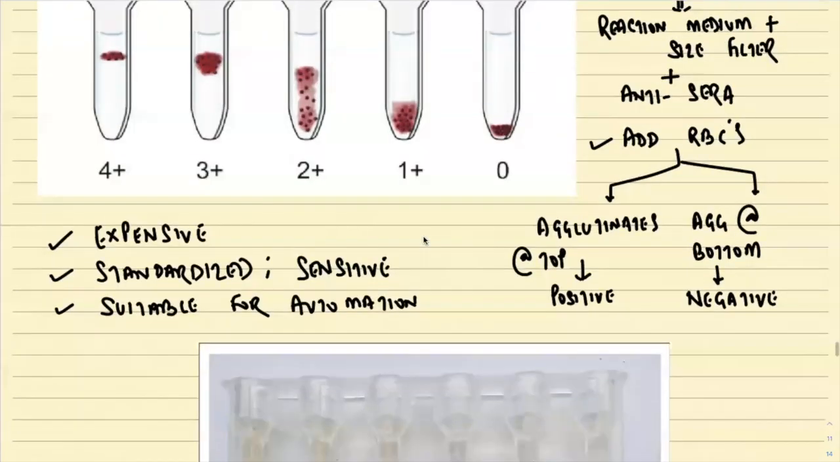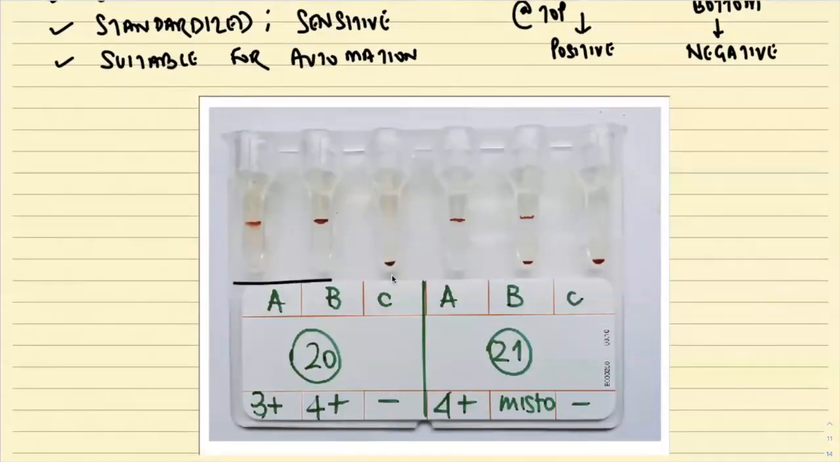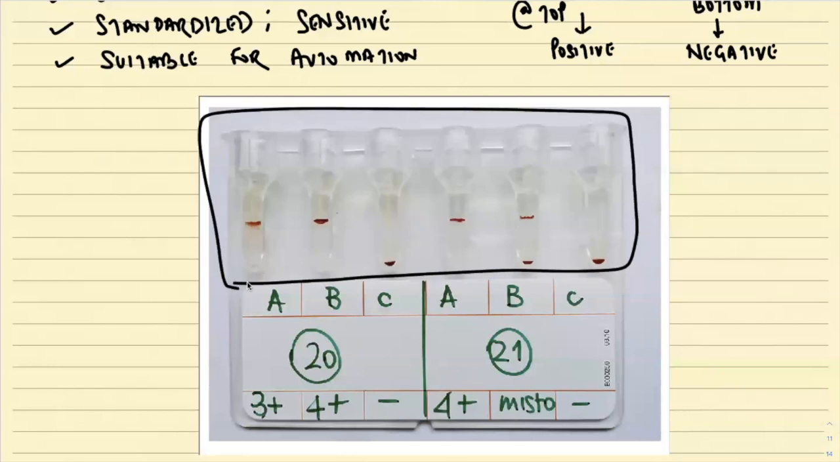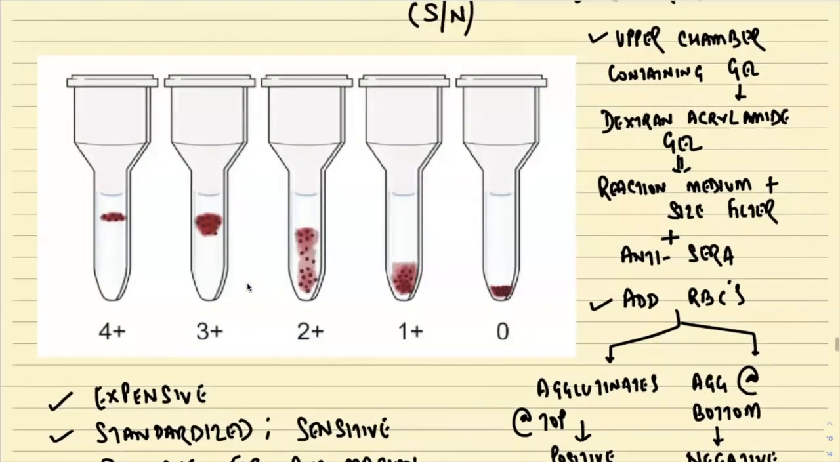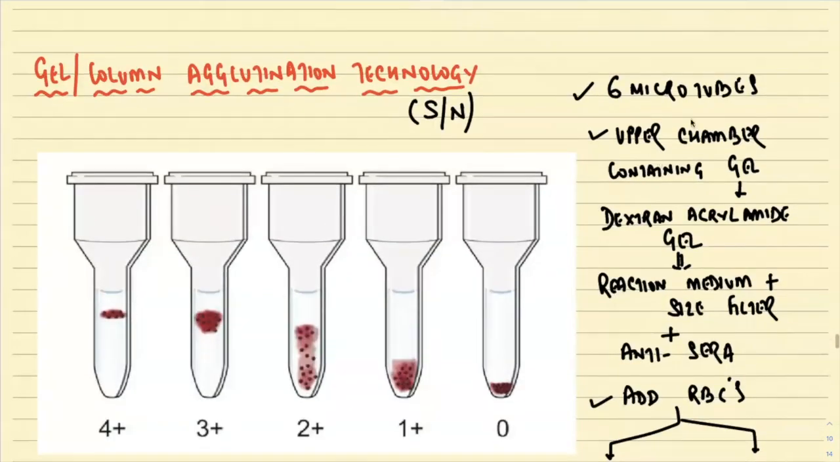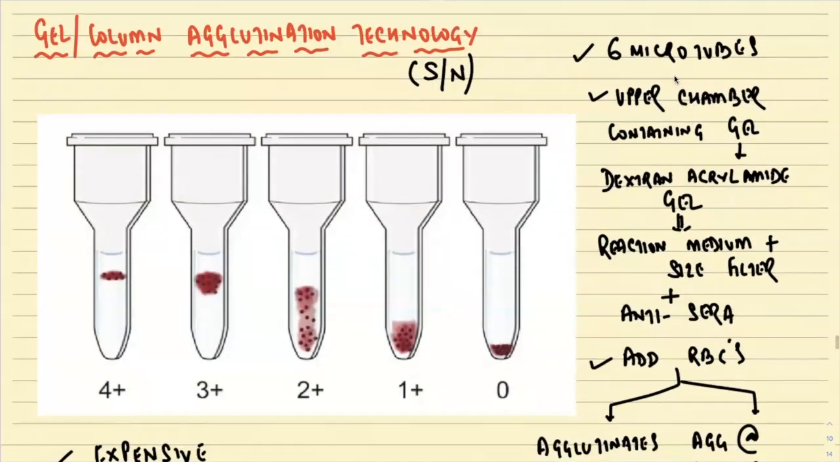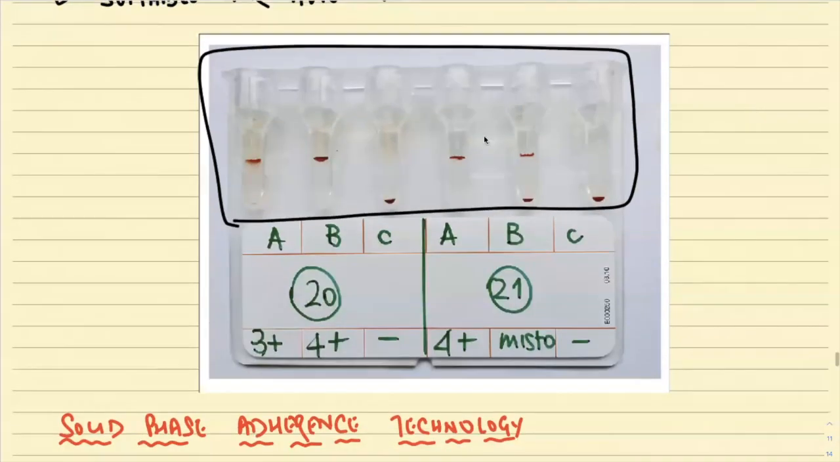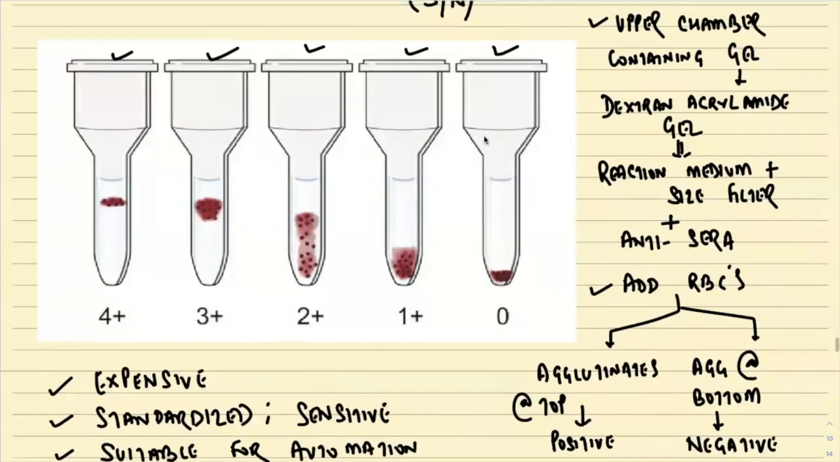Basically a card is available. Can you see this card, everyone? This is called the gel card. Today, the maximum blood grouping in the big hospitals is carried out by this gel card technology. Over here we have 6 microtubes, as you can see: 1, 2, 3, 4, 5, 6. Here they have shown 5, but there are actually 6 tubes.